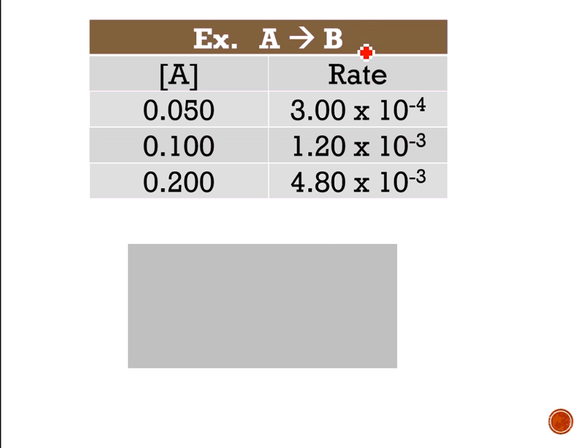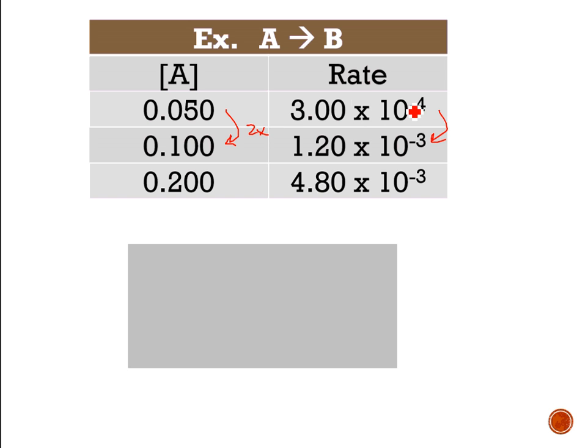If we have A making B, concentration of A changing over time and rate changing, we have a reaction that's made from one atom or one molecule becoming something else. We just look for whatever change we see. When doubling A's concentration, we see a 4-fold increase in product.